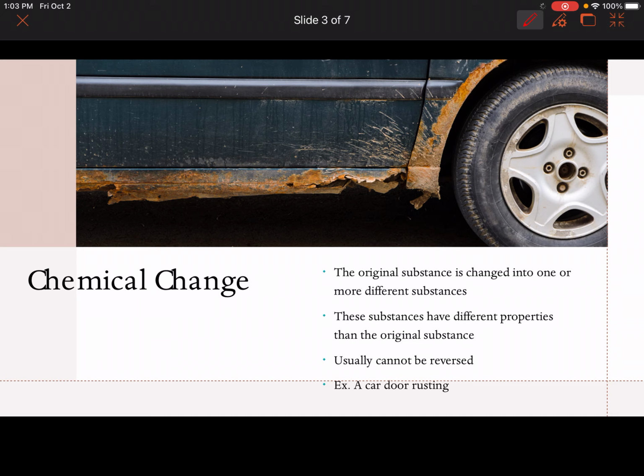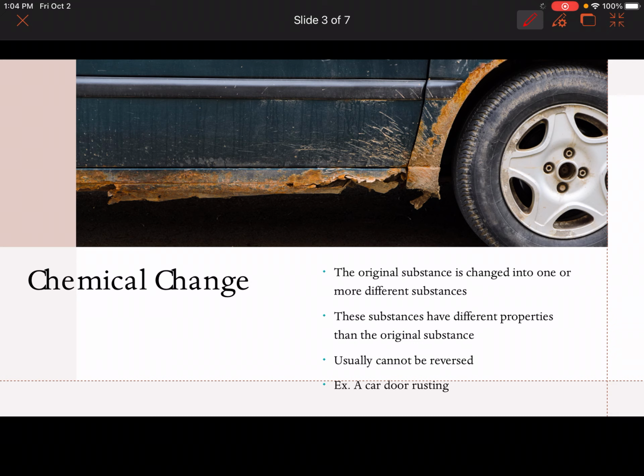Now, chemical change is different. The original substance in a chemical change is changed into one or more different substances. So a new substance is produced here. These substances have different properties than the original substance and usually cannot be reversed.